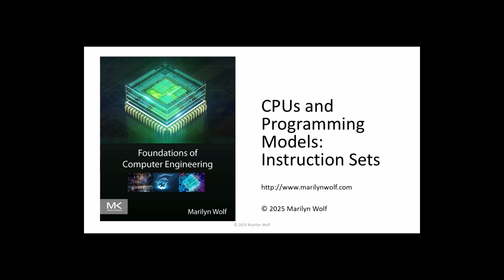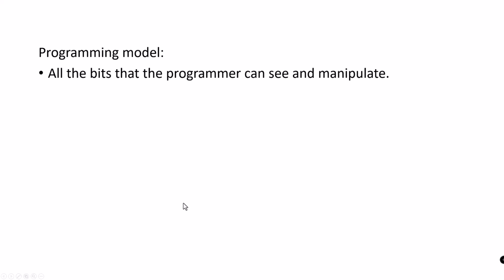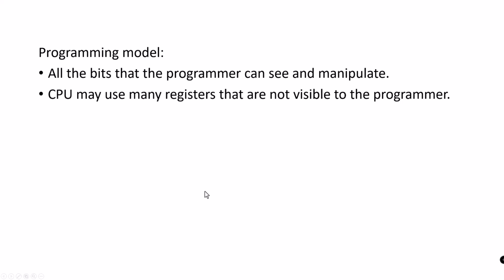The instruction set architecture defines how the CPU operates. A programming model includes all of the bits that the programmer can see and manipulate. CPUs have many registers and many bits internally that the programmer cannot see. Programs operate on values in registers in the CPU.